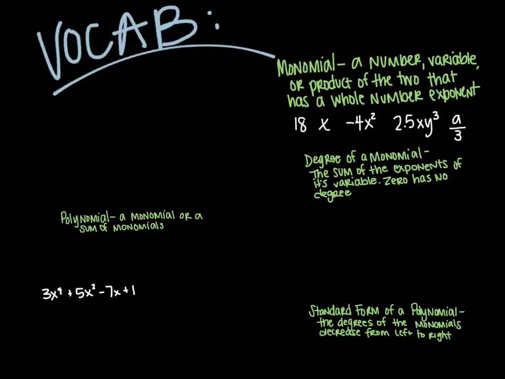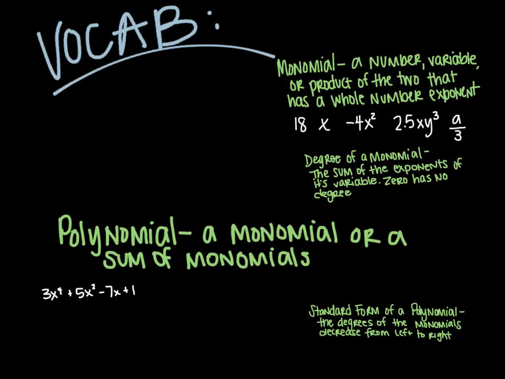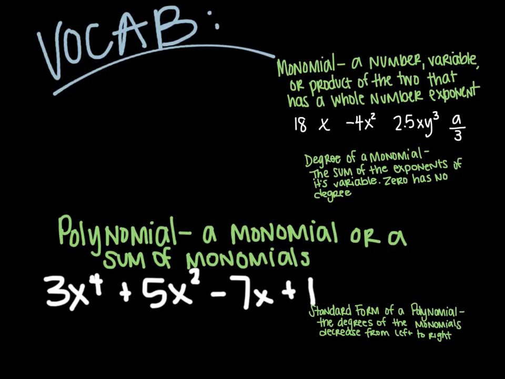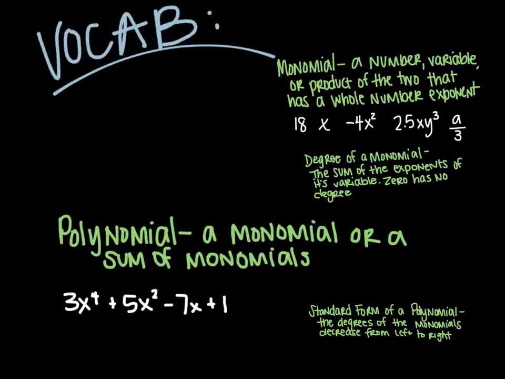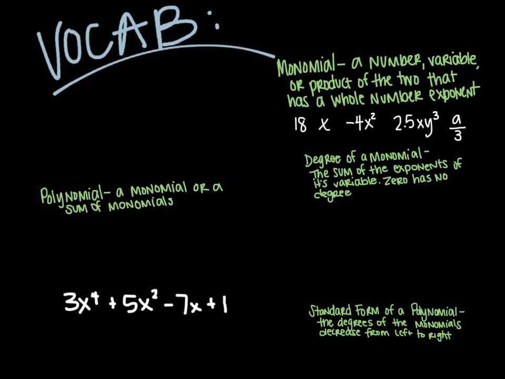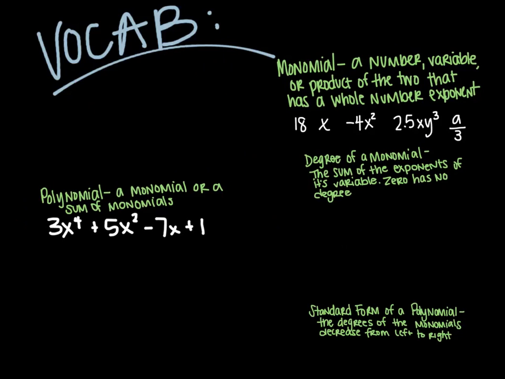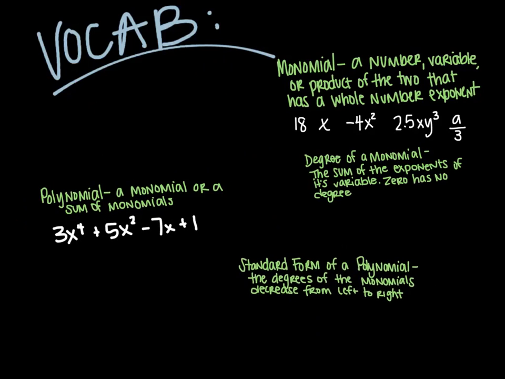And then we have a polynomial, which is a monomial or a sum of monomials. An example of a polynomial would be this one here. We have 3x to the fourth plus 5x squared minus 7x plus 1. That whole thing is called a polynomial. So it's usually quite a few monomials stuck together through adding or subtracting.